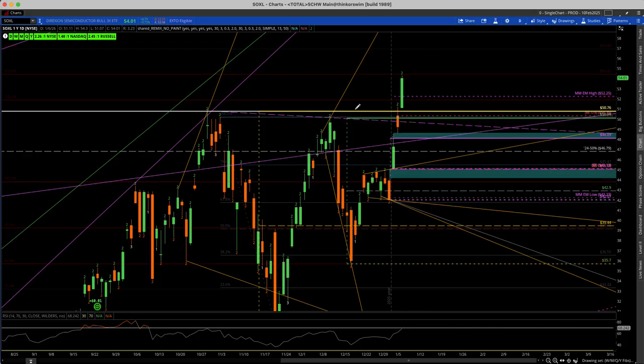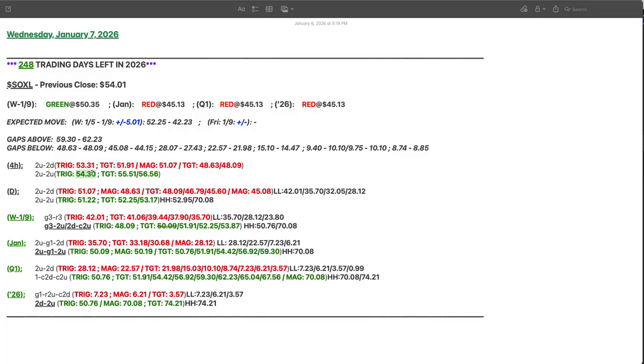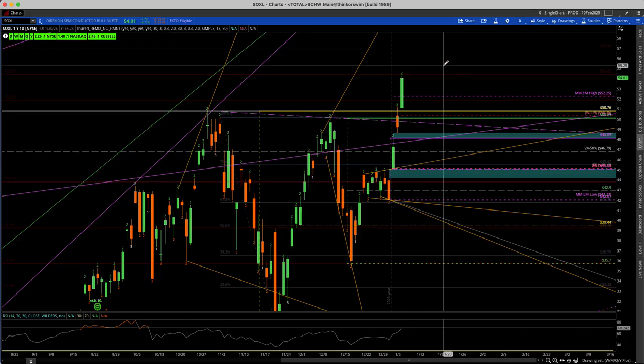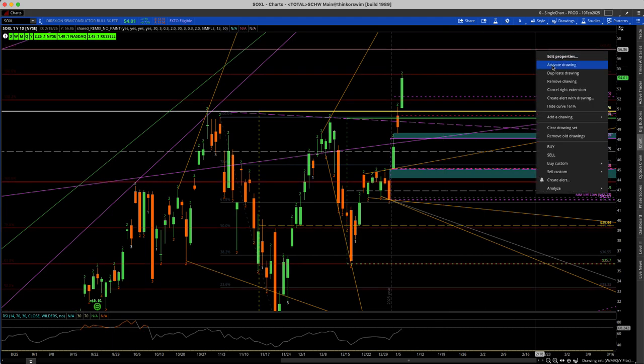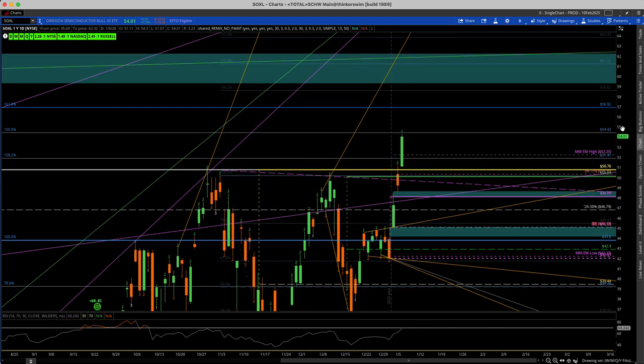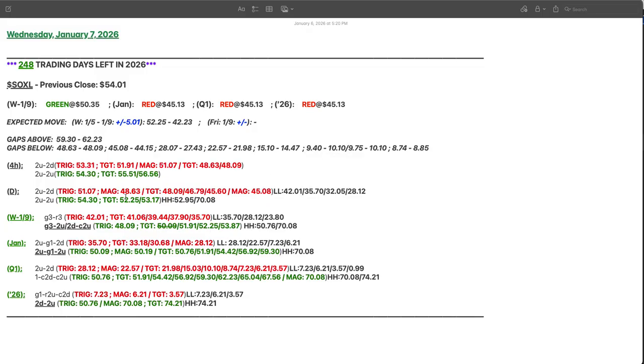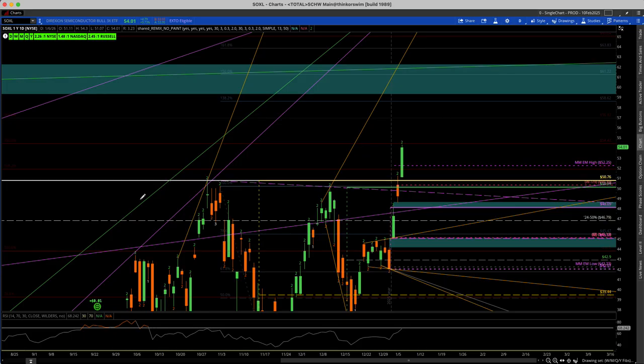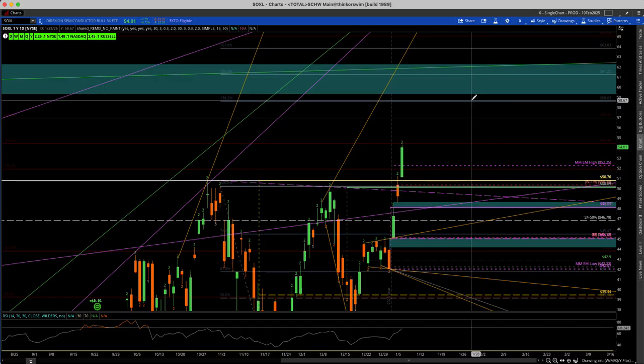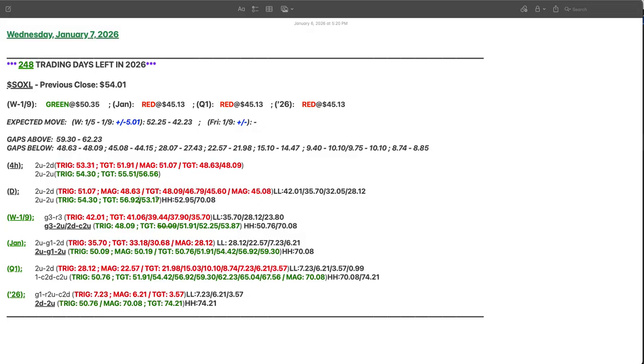To the upside, again, 54.30 is our trigger, and it's going to be a 2 up, 2 up again. Target, we'll just use this fib here. We won't go to the scalping fibs, but we've got this 56.92. 56.92. And then we've got the 58.62. All right, 58.62.